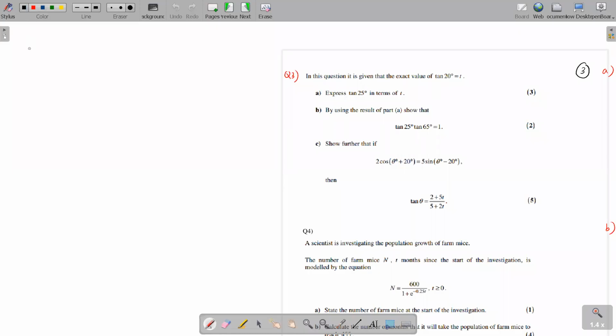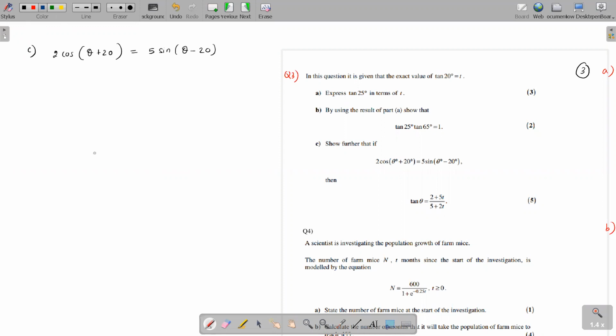Okay, so moving on to part C. Part C: show further that if 2 cos(theta + 20 degrees) equals 5 sin(theta - 20), then you have to show that tan theta equals (2 + 5t) over (5 + 2t). So how do you do that?